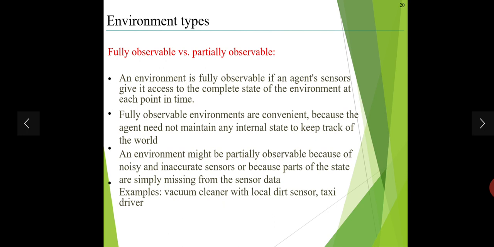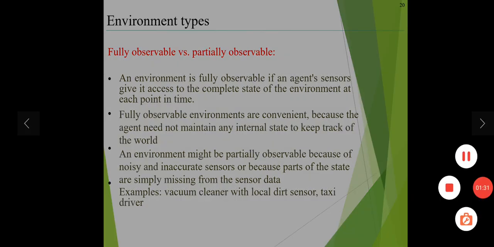An environment might be partially observable because of noise and inaccurate sensors, or because parts of the state are simply missing from the sensor data. So vacuum cleaner with local dirt sensor and taxi driver, these all come in our partially observable environment. Okay, if we want our agent to be rational, then the environment should be fully observable.